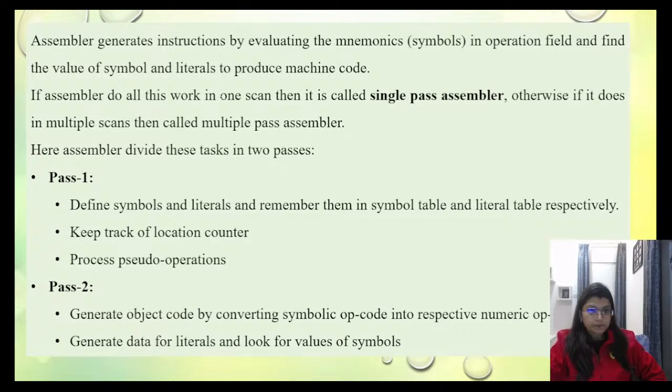produce machine code. If the assembler does all this work in one scan, then it is called a single pass assembler.